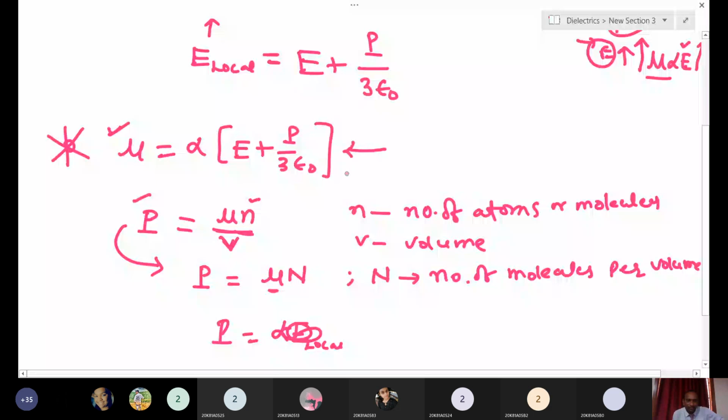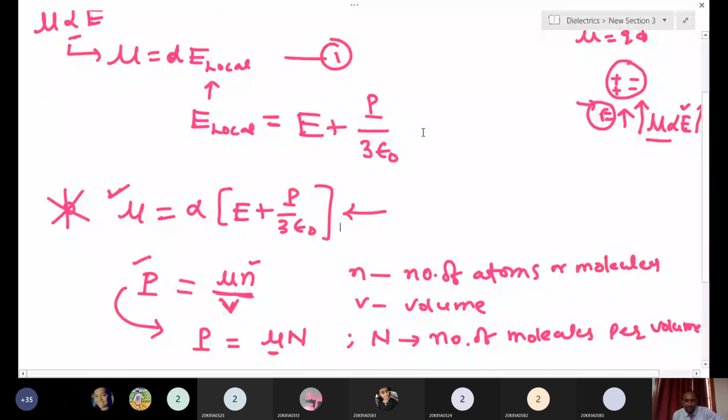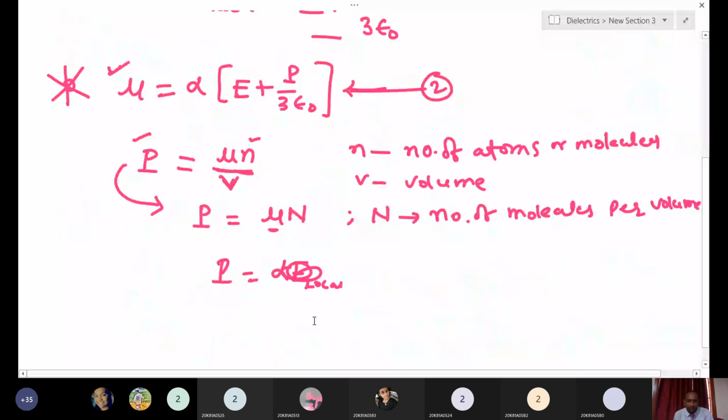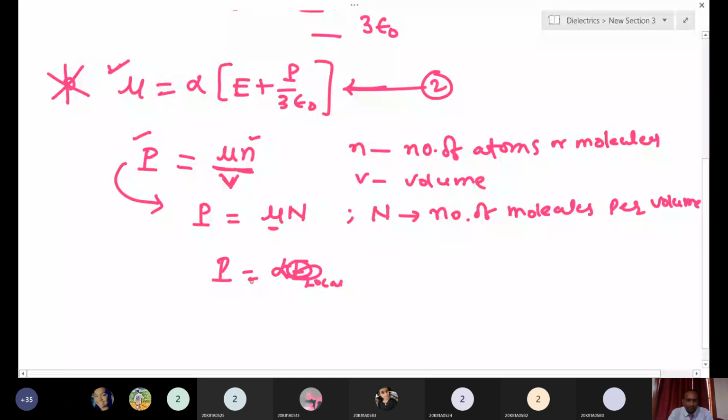Let's take this as equation 1 and this as equation 2. Already we have substituted mu is equal to alpha E, and in place of E we have written E local. We have substituted equation 1 for E local, so now mu is equal to alpha into E plus P by 3 epsilon naught. In this, P is equal to mu n. It's very easy, just two formulas you have to substitute.